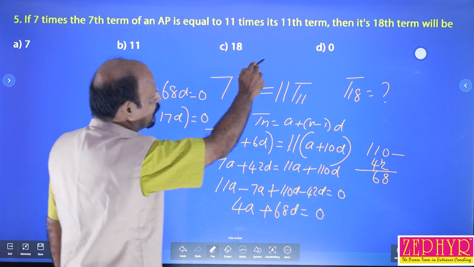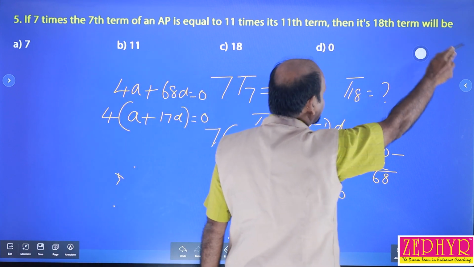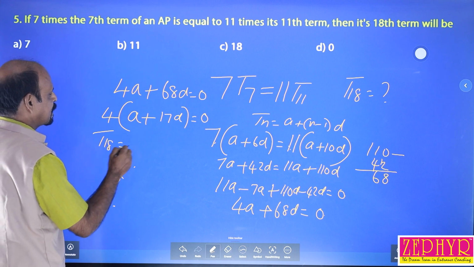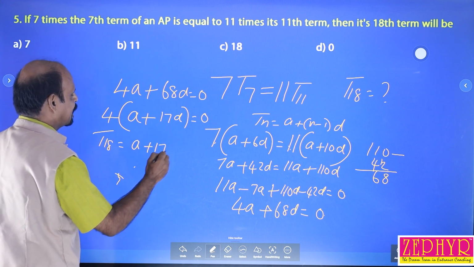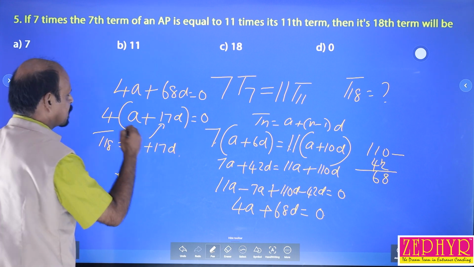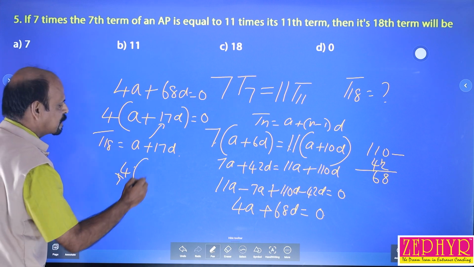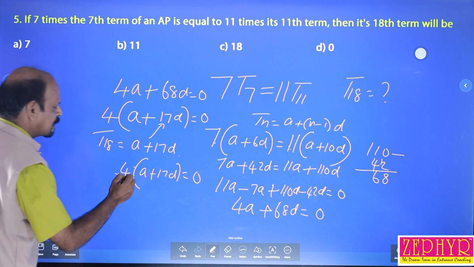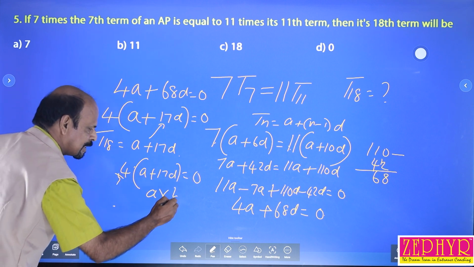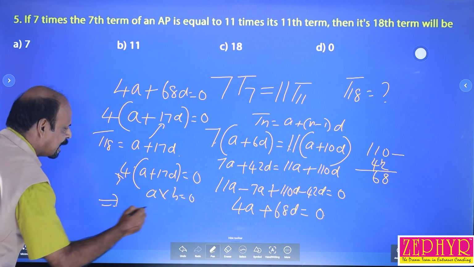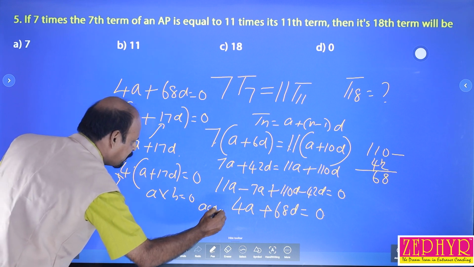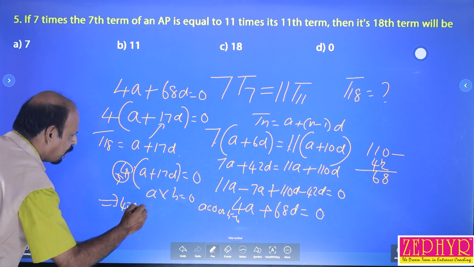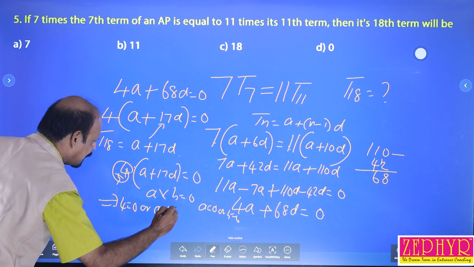We are required to find the 18th term, that is T18. T18 is nothing but a plus 17d. From the above equation, we get 4 times (a plus 17d) equal to 0. This is of the form a into b equal to 0, which implies either a equal to 0 or b equal to 0. Here, either 4 equal to 0 or a plus 17d equal to 0.